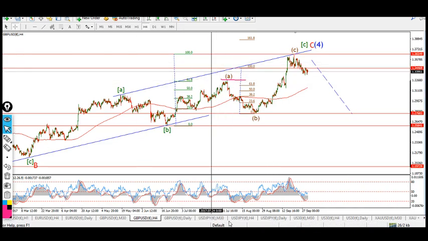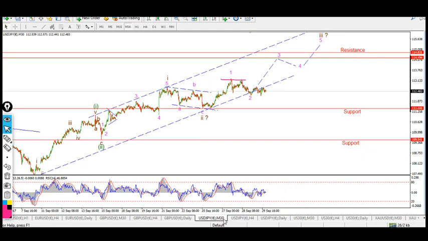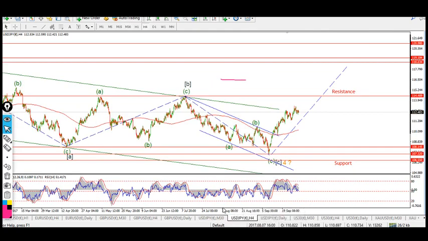Okay, so let's get on to dollar yen. Dollar yen has been kind of the leading indicator really for the resurgent dollar.